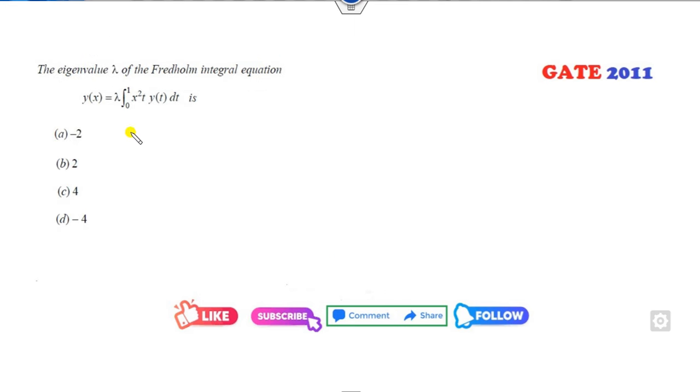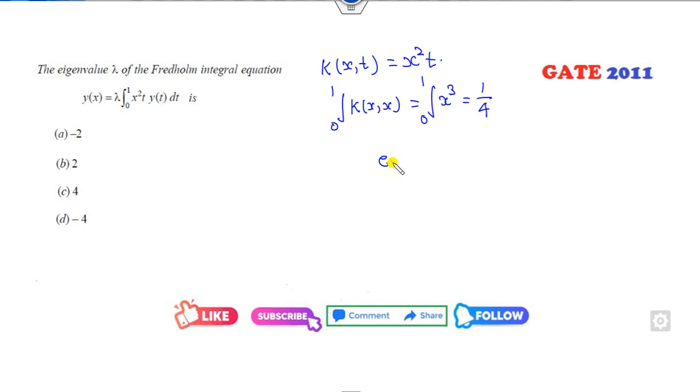Okay, the eigenvalues of this. What is my kernel? x square into t. So the eigenvalues are the integration of x comma x from this. The integration of this is x cube from 0 to 1. So therefore, the eigenvalue is the reciprocal of this.